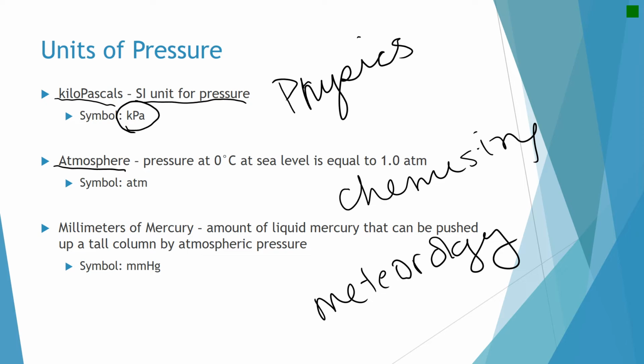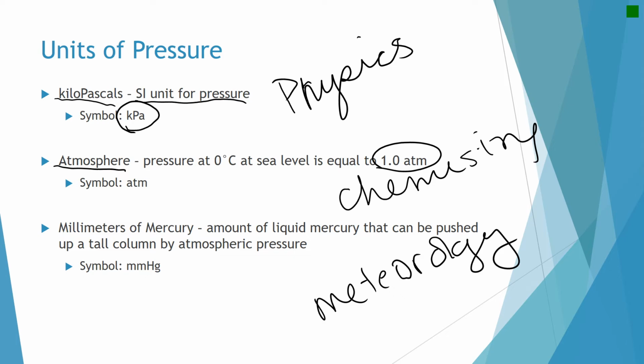So atmosphere is the pressure at 0 degrees Celsius at sea level. So basically at the ocean when it's 0 degrees, so it's freezing, you would have an equivalent of 1 ATM, or 1 atmosphere. That's how they figured it out.